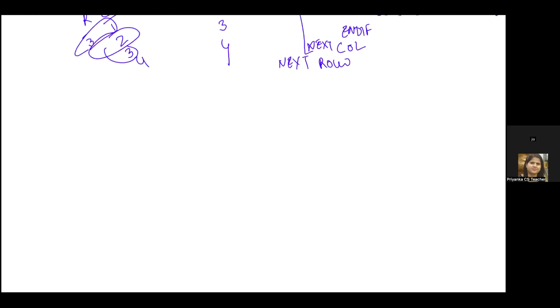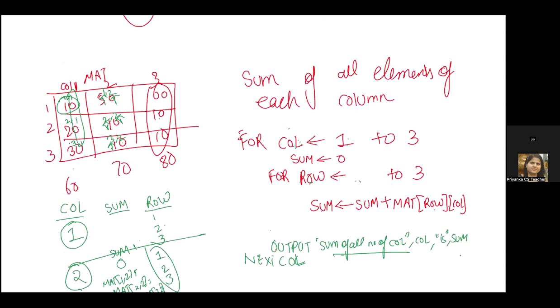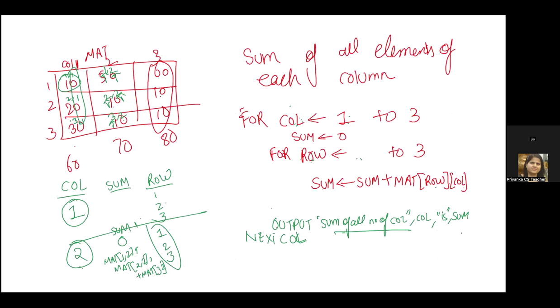Now let's quickly discuss the highest and lowest element. I think we don't need to discuss average because average is simple. You will just divide the sum of all the elements by the total number, right?